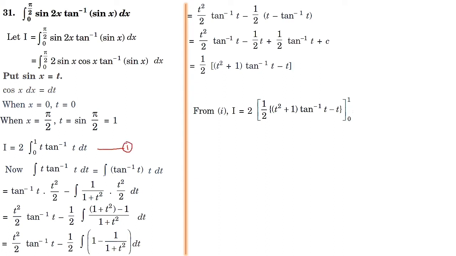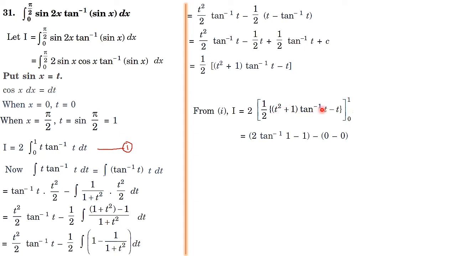Then when we substitute it in equation number 1, I is equal to 2 into, see, t into tan inverse t, when we calculated, we have got 1 by 2 into t square plus 1 into tan inverse t, minus t, then applying the limit 0 to 1. When we multiply this inside by keeping the upper limit, 2 into 1 by 2 means the 2s cancel. And again here, when you apply the limit, 1 square is 1, plus 1 is 2.